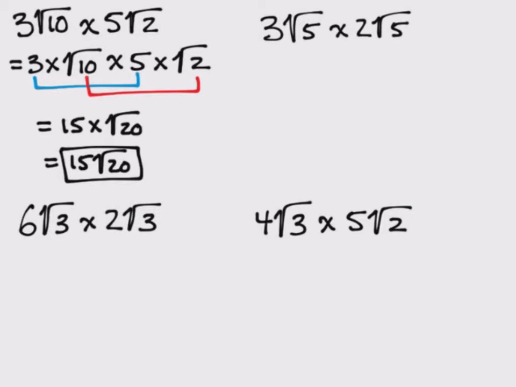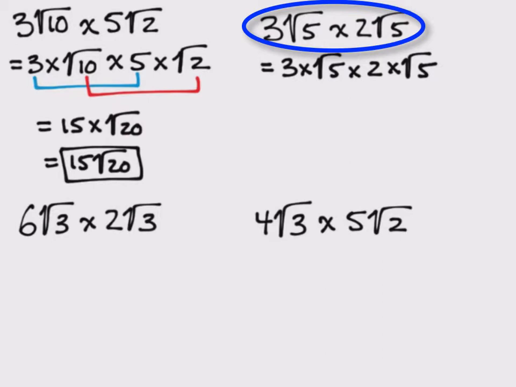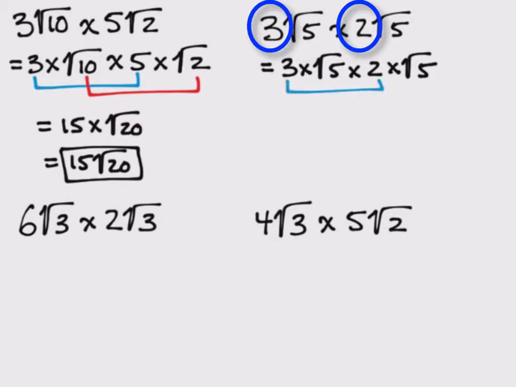square root of 5. Again, this is just 3 times the square root of 5 times 2 times the square root of 5. Now, note, I'm writing this step out each time just to show exactly what's going on. But in general, when you look at this original problem, what I tend to do is just multiply the integers together. So in this case, the 3 and the 2, and multiply the square roots together, or the cube roots, or whatever they may be. In this case, the square root of 5 times the square root of 5.